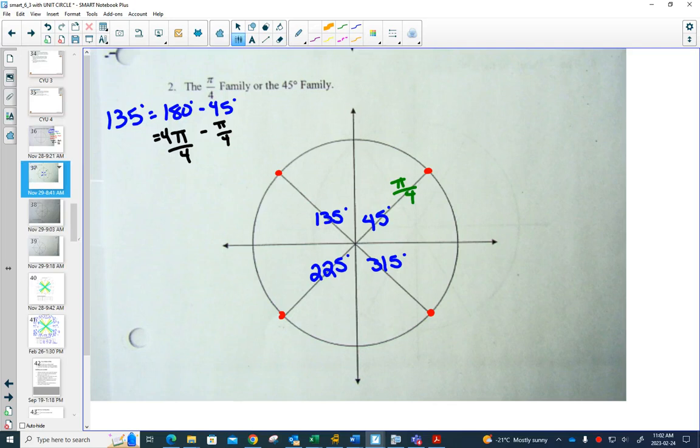Now I have a common denominator. 4 pi divided by 4 minus pi divided by 4. That will give me 3 pi divided by 4. And so 3 pi over 4 in radians is the same as 135 degrees.